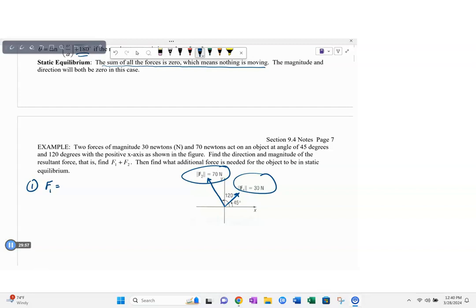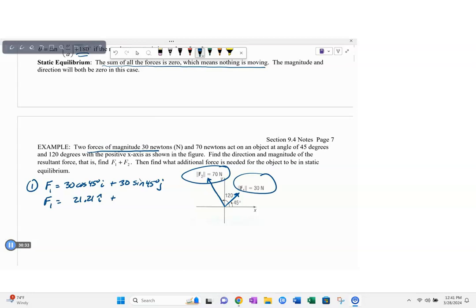It has a magnitude of 30, and then it's cosine of its angle, 45 degrees, I, plus magnitude again indicating length, and then sine of 45, J. So I'd go ahead and punch in 30 times root 2 over 2. I get 21.21 I, and I can do I hat if you want to indicate it with a hat.